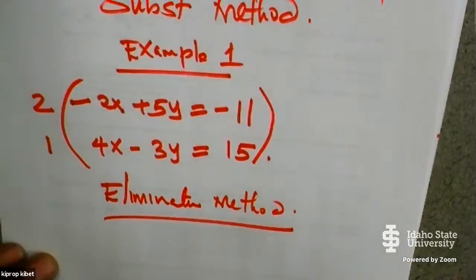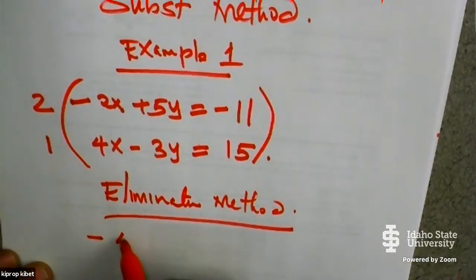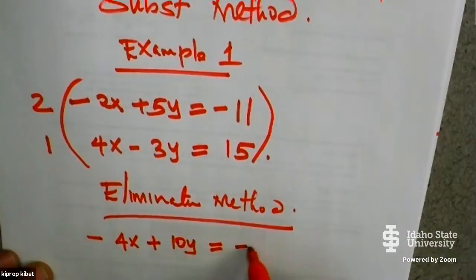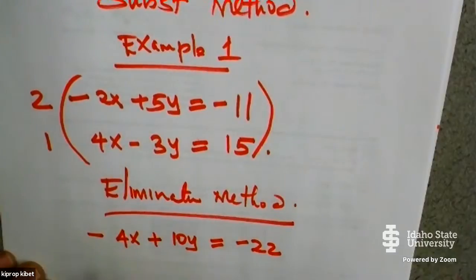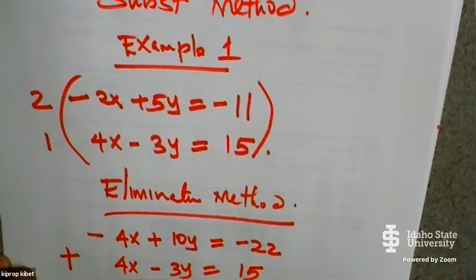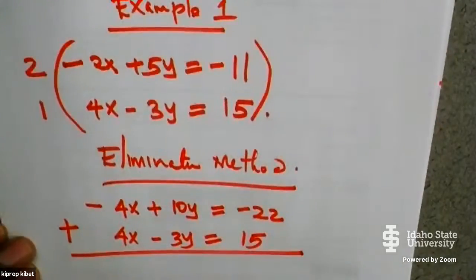So what do you get? You get minus 4x plus 10y equals minus 22. And this will remain like that. So 4x minus 3y equals 15. And then we do what? We add. Then we add.